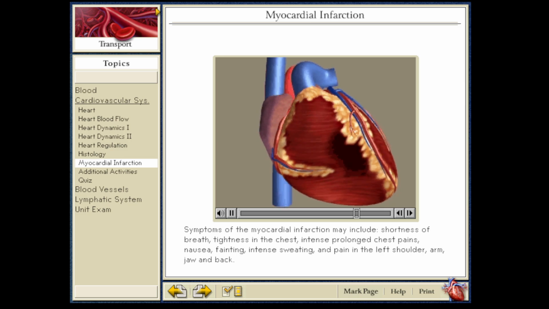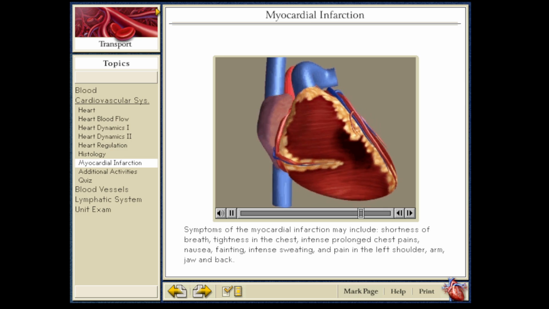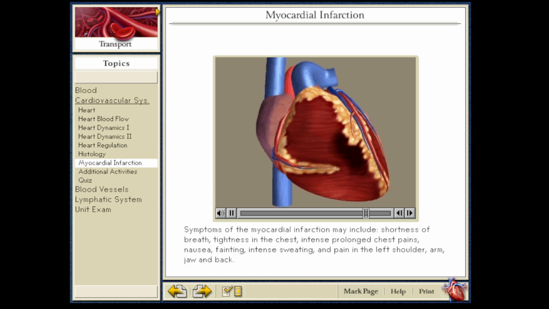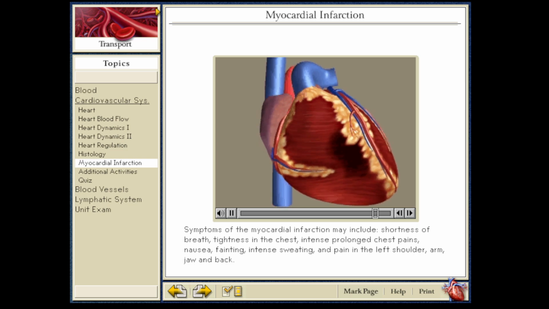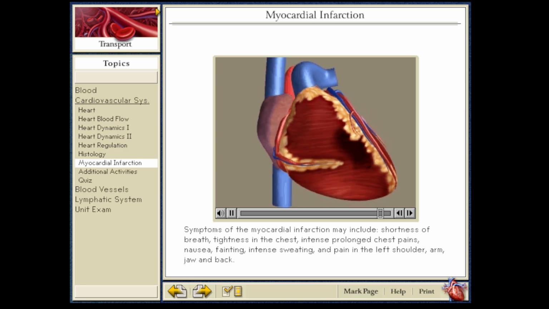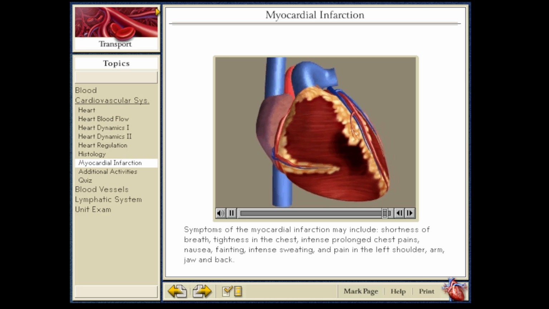Symptoms of a myocardial infarction may include shortness of breath, tightness in the chest, intense prolonged chest pain, nausea, fainting, and intense sweating, pain in the left shoulder, arm, jaw, and back.